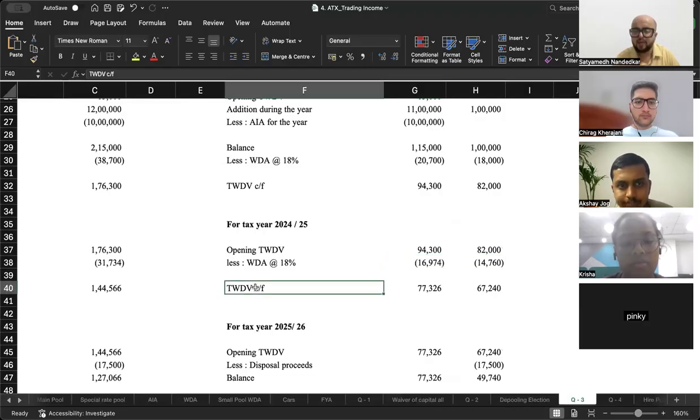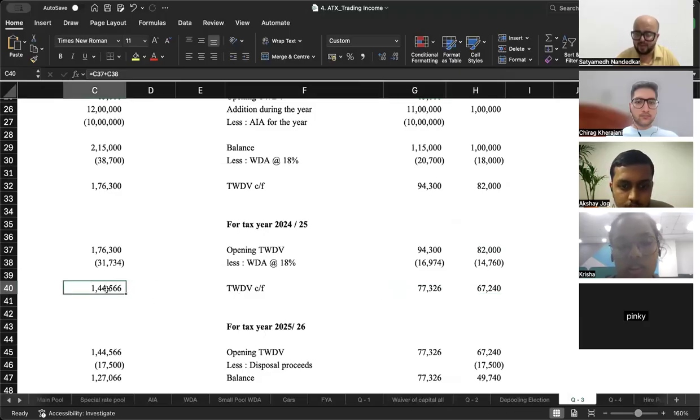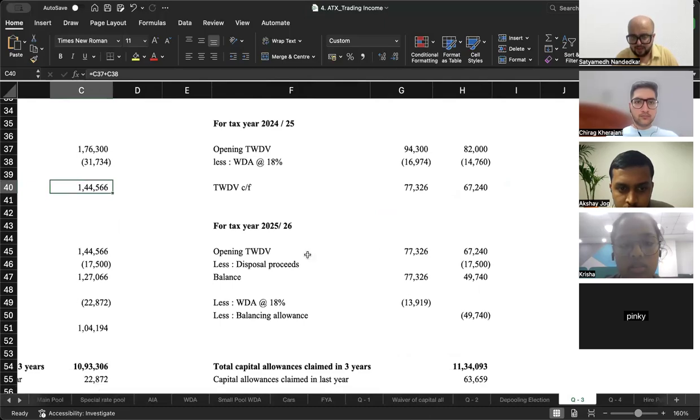ठीक है. TWDV कैरीड फॉरवर्ड में कितना बचेगा? इतना बचेगा, 144,566. Same as this one. Now see what happens in the last year. In the last year, there is opening TWDV 77,326. उस पे you calculated 18% WDA.